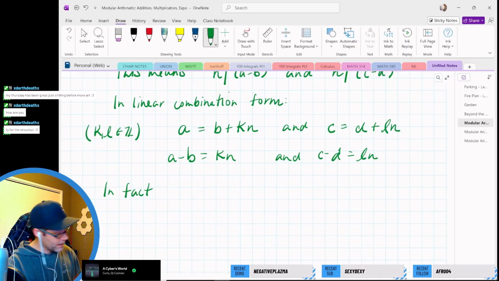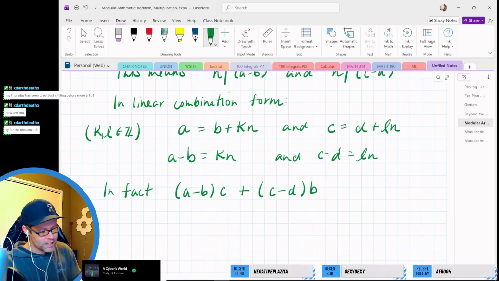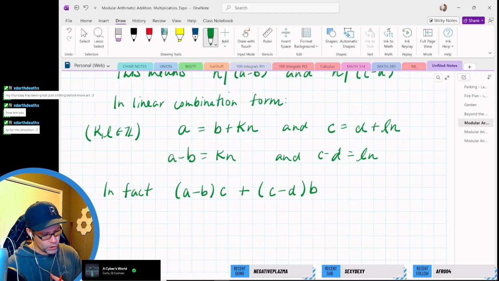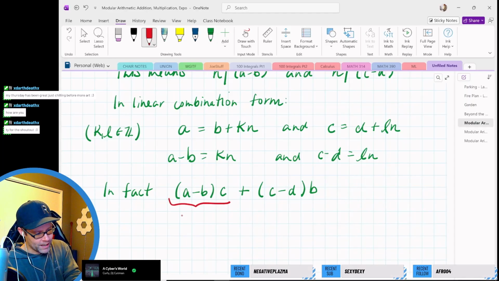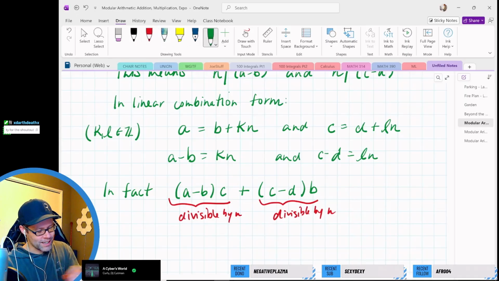So we're going to do something weird like this. We're going to say something like this. a minus b, if I multiply that c times, and then I add to that c minus d multiplied b times. This is a kind of little shady trick, but I kind of like it. So this has to be a multiple of n, because it's a multiple of a minus b plus a multiple of c minus d, right? So this is divisible by n, and this is also divisible by n. That's kind of crazy. That's kind of cool.